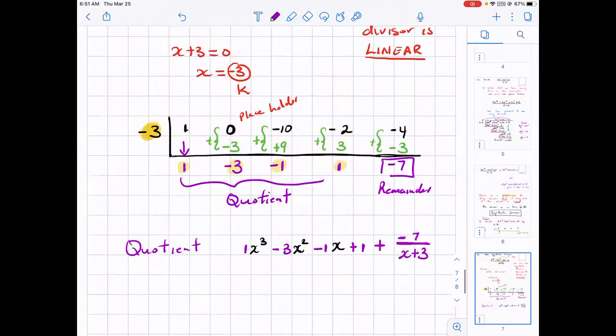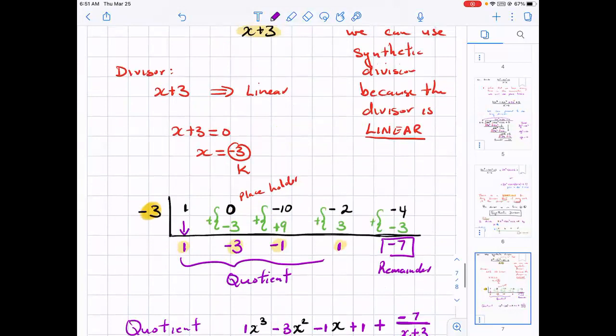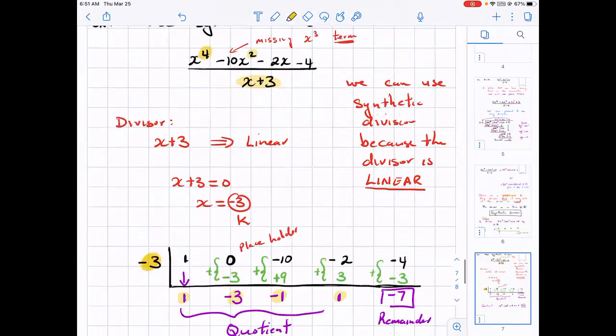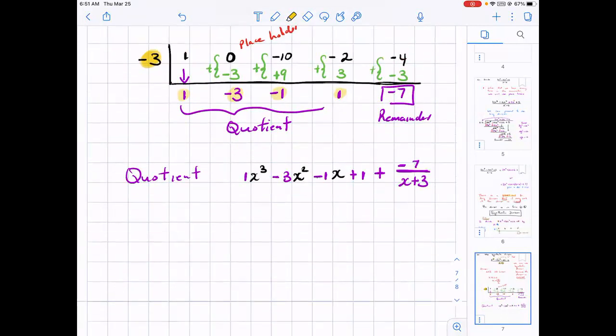Okay, now the question is, look at what I'm doing here. Notice here the degree of the polynomial is 4, because every time you perform synthetic division, the degree will drop by 1. The degree decreases by 1, and that's how I know that this here will be an x cubed term.